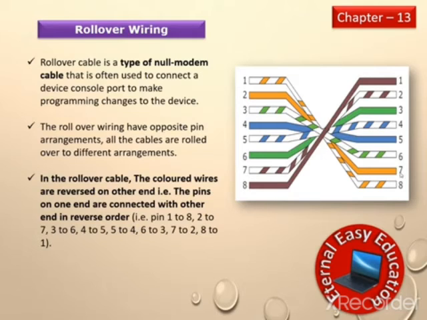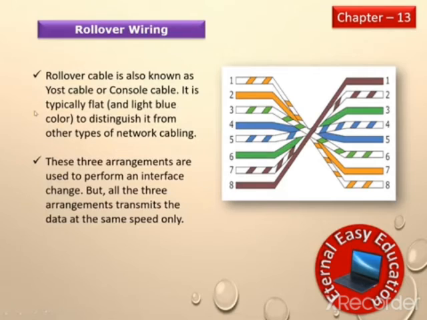So rollover is very easy to remember. 1 is connected to 8 and you have to follow in the opposite direction. Rollover cable is also known as console cable. It is typically flat to distinguish it from other types of network cabling, and it is in light blue color. These three arrangements are used to perform an interface change, but all the three arrangements transmit the data at the same speed only. Whether it is straight through or crossover or rollover, the transmission speed is the same.